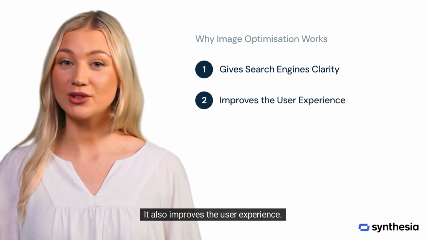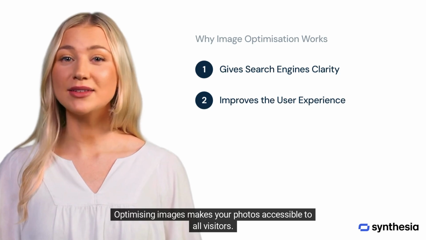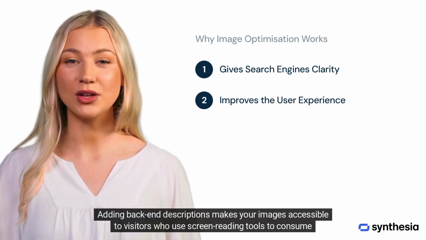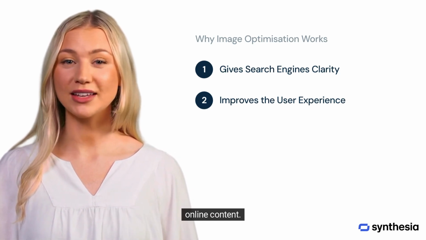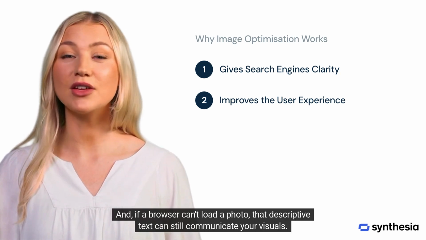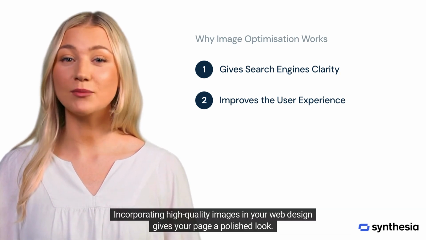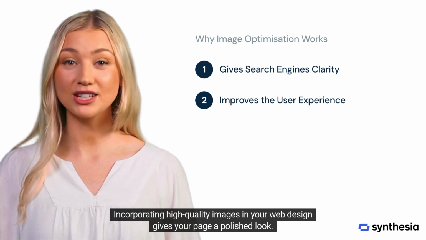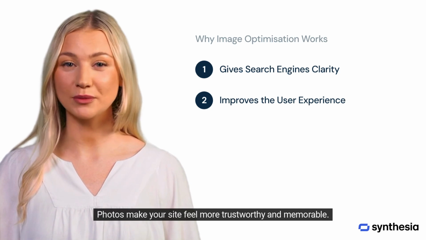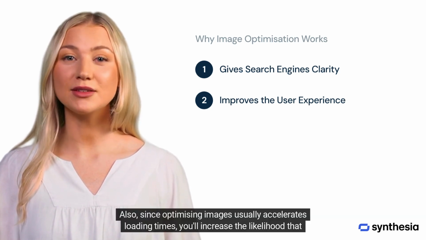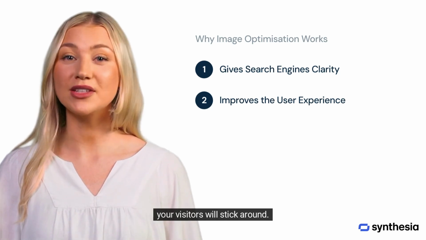It also improves the user experience. Optimizing images makes your photos accessible to all visitors. Adding back-end descriptions makes your images accessible to visitors who use screen reading tools to consume online content. And if a browser can't load a photo, that descriptive text can still communicate your visuals. Incorporating high-quality images in your web design gives your page a polished look. Photos make your site feel more trustworthy and memorable. Also, since optimizing images usually accelerates loading times, you'll increase the likelihood that your visitors will stick around.